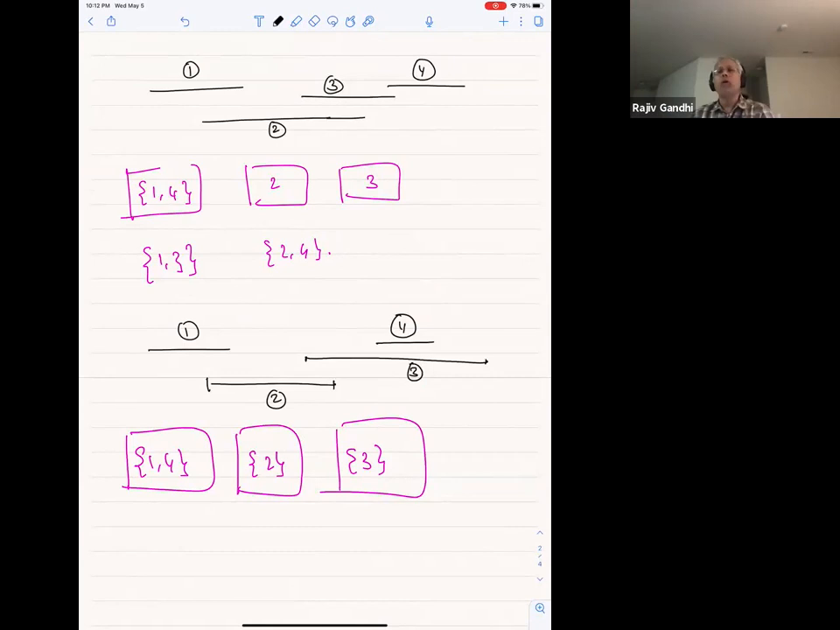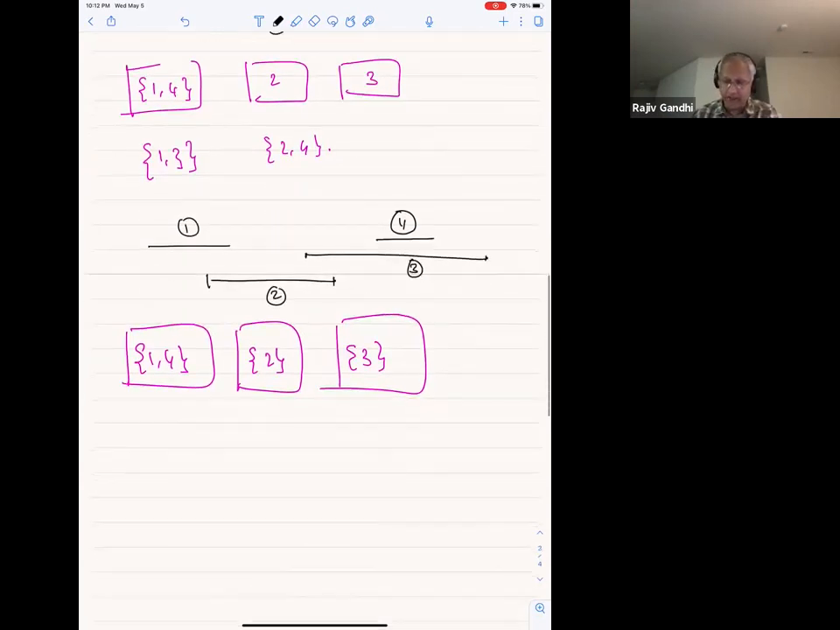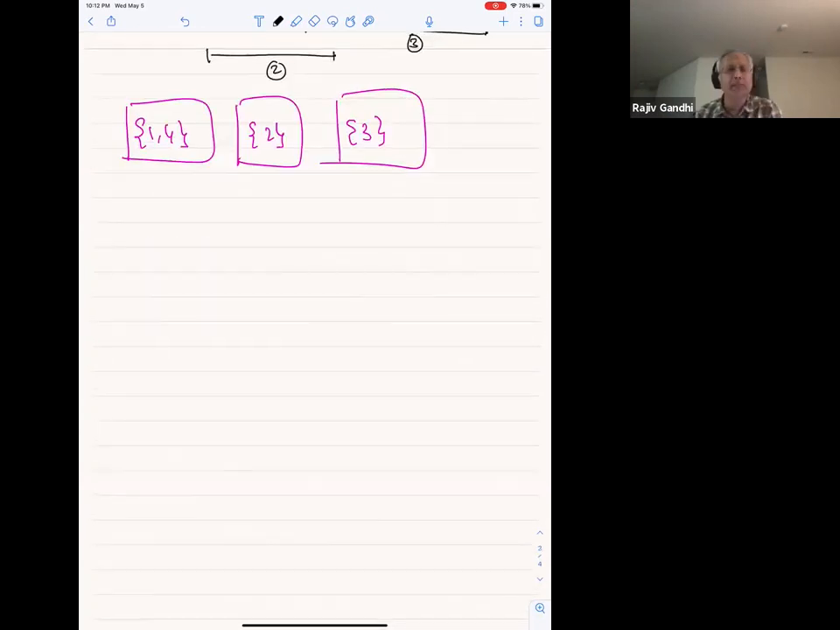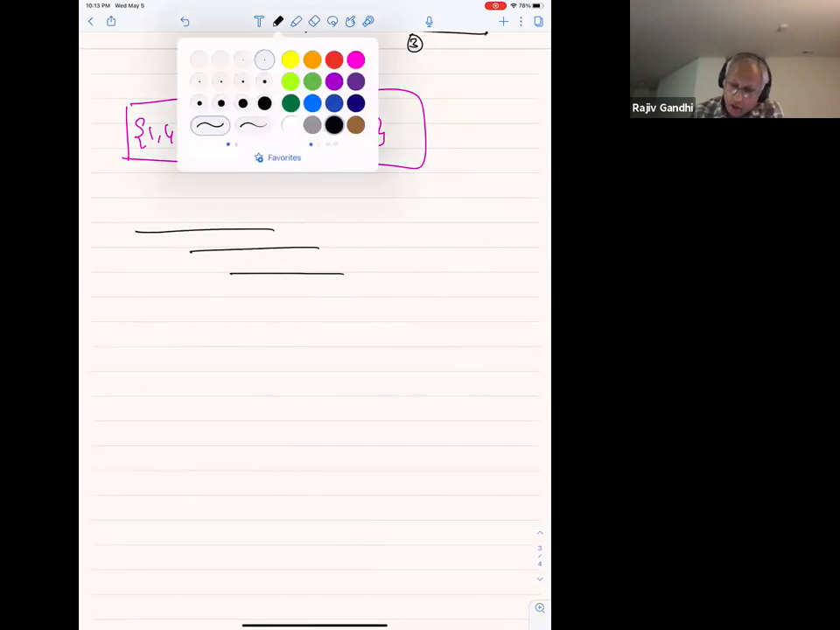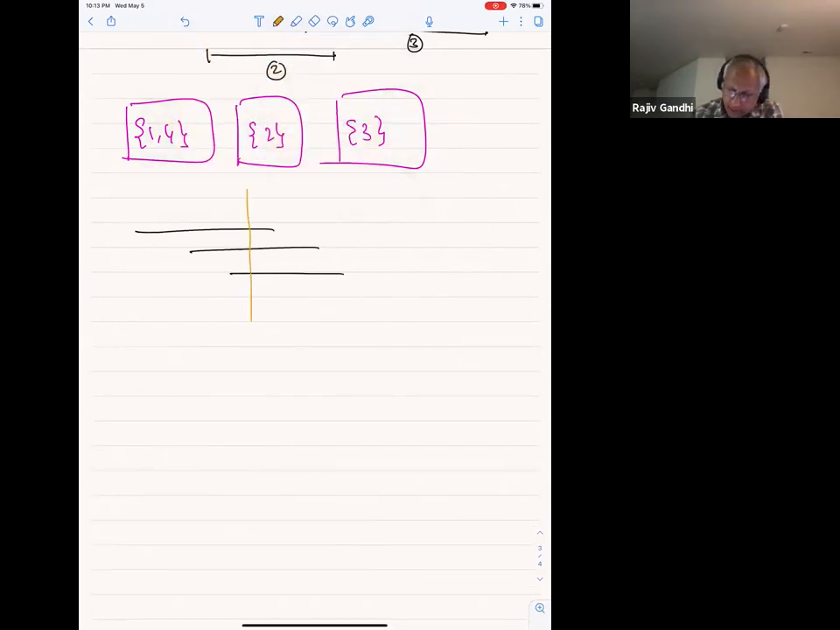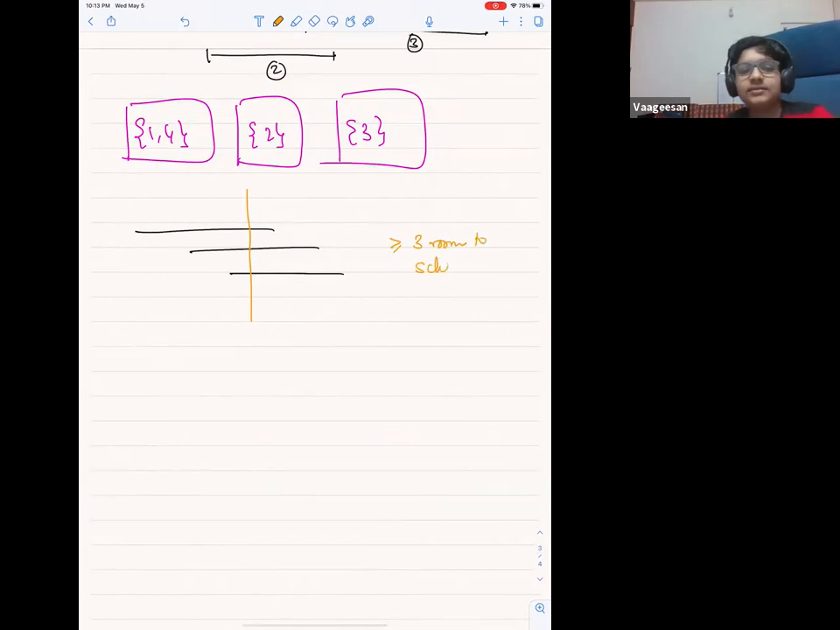Wow, what Vagisan is saying is a very good observation. If I understand you, Vagisan, what you are saying is that if you have 3 intervals that all go through the same vertical line, then even God will need at least 3 rooms, right? Nobody can do with less. So in such a case, we need at least 3 rooms to schedule.